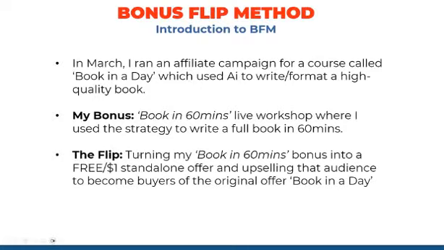And this is what the flip is. So what I did was I took my bonus, which was that book in 60 minutes, this live workshop, which at this point was now a replay of that live workshop. I took that video, the book in 60 minutes lesson, and I turned it into a free or a $1 standalone offer. We'll talk more about this inside the course, but you can choose to give it away for free, or you can choose to give it away for $1 or $5 or $10, whatever you want. But the lowest price you can give it away for is $1 if you actually want to go and sell it.